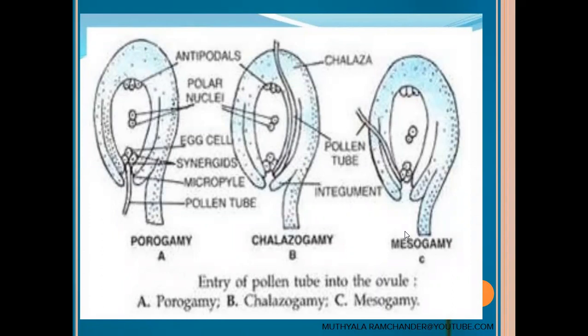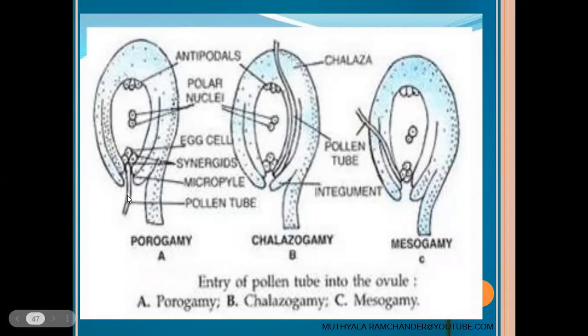And mesogamy: the pollen tube enters the ovule through the integuments. See, these are the integuments. The pollen tube entering the ovule through the integuments is called mesogamy. The best examples are Cucurbitaceae family plants.